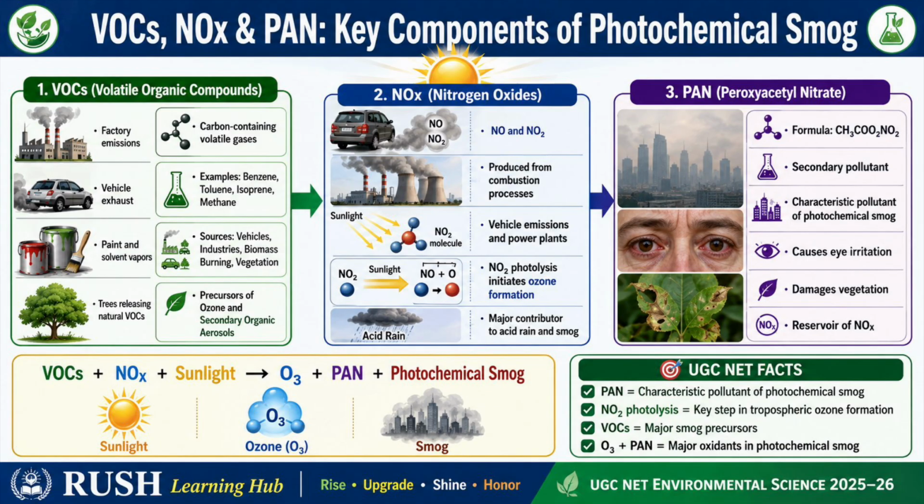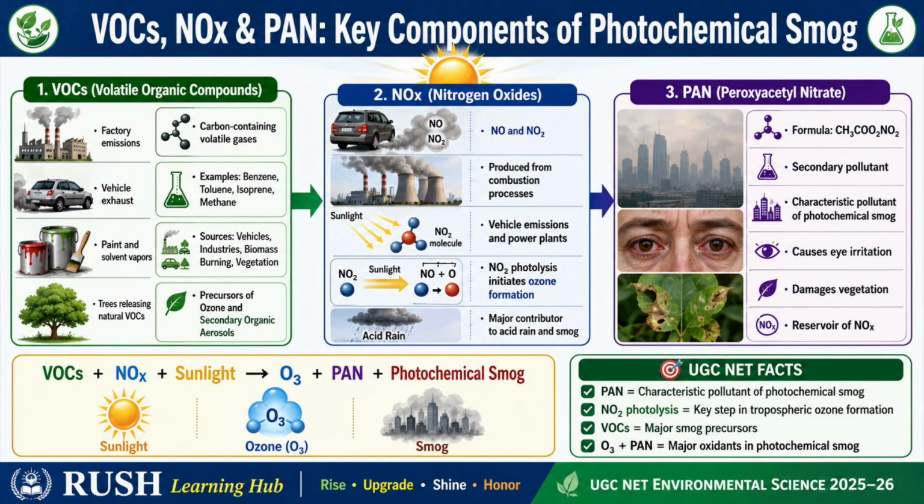Let us now discuss the environmental significance of these pollutants. VOCs contribute to ozone formation and secondary organic aerosol production. NOx contributes to ozone formation, acid rain, and photochemical smog. PAN contributes to vegetation damage, eye irritation, and long-range transport of reactive nitrogen compounds. Together, these pollutants influence air quality, climate processes, ecosystem health, and human well-being. They are major concerns in urban and industrial environments worldwide.